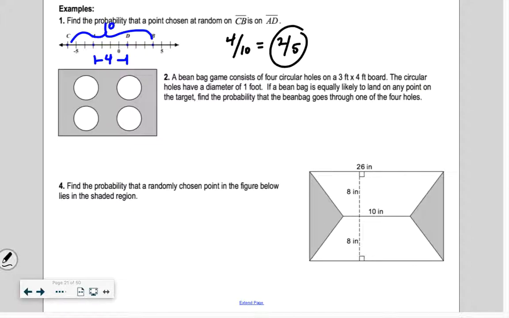Okay. So Beanbag Game consists of 4 circular holes on a 3-foot by 4-foot board. So kind of like cornhole, but there's more holes. The circular holes have a diameter of 1 foot. So these have 1 foot here. If a beanbag is equally likely to land on any point on the target, find the probability that the beanbag goes through one of the 4 holes.